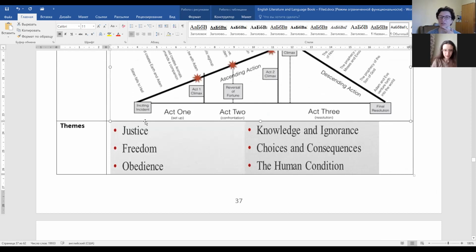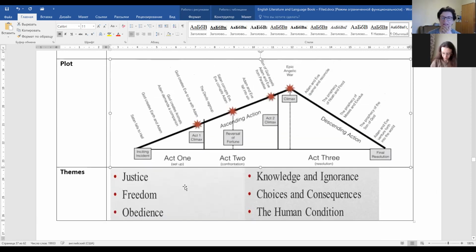It's also important to remember that there are main themes here. Let's discuss them. Theme number one, justice. How is justice represented in this work? For example, God tells us that there is no justice for Adam and Eve after they've fallen. This is very symbolic of the English mentality. There are the rules, and if you break the rules, there is no good justice for you.